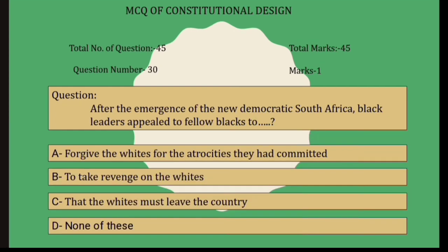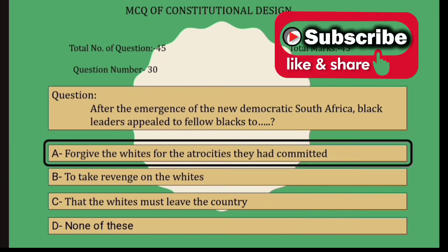Question 30. After the emergence of the new democratic South Africa, black leaders appealed to fellow blacks to: option A. Forgive the whites for the atrocities they had committed. B. To take revenge on the whites. C. That the whites must leave the country. D. None of these. Correct option is A. Forgive the whites for the atrocities they had committed.